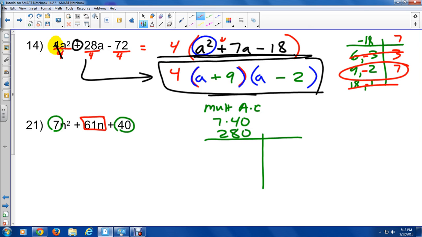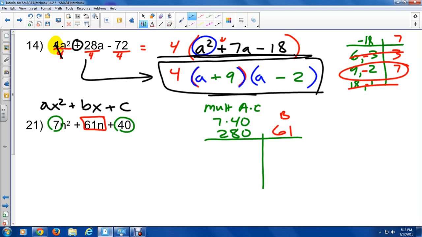This number, the 61, still goes right here. So this is still my B value, is what we call it when we look at this as AX squared plus BX plus C, A, B, and C being my coefficients. Okay? Now, I'm going to go ahead and do those numbers.